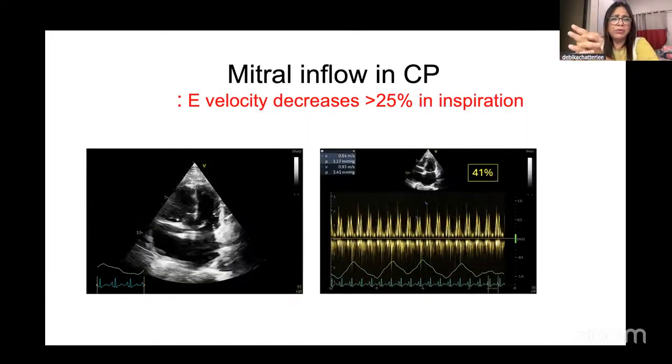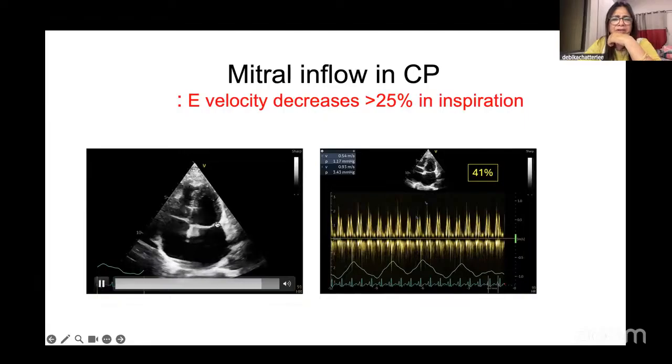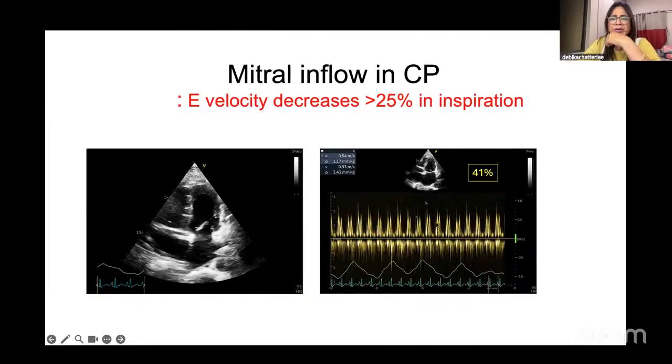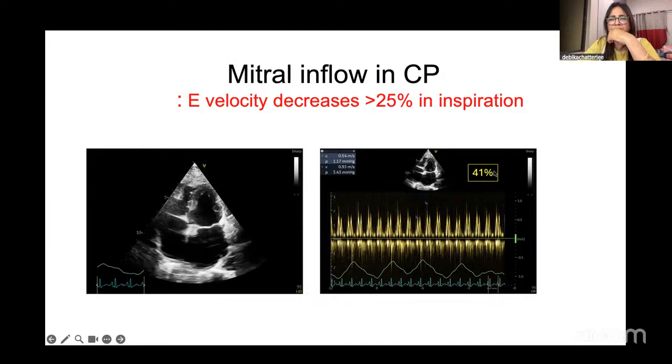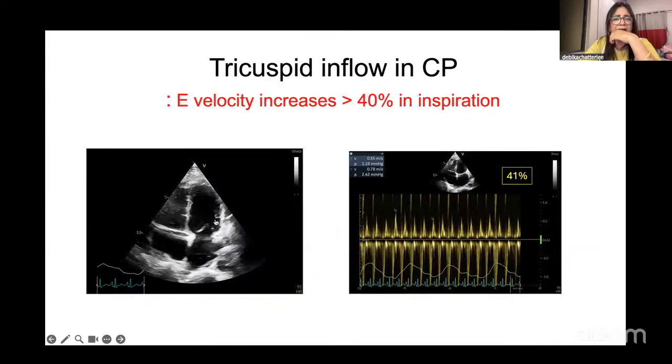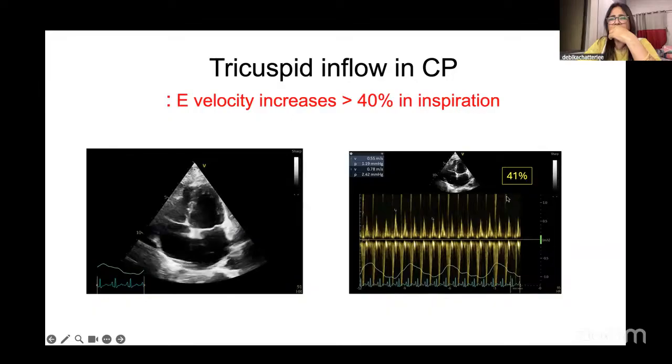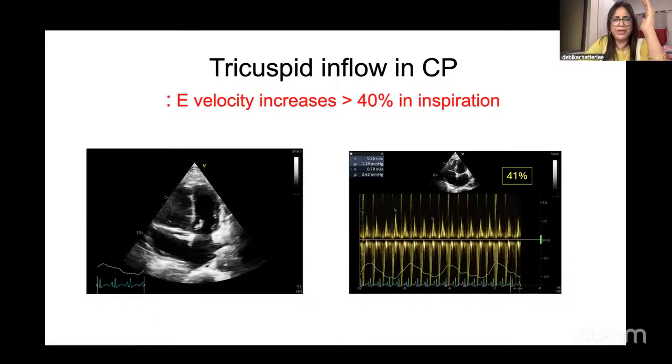And when we look at the Doppler finding, the mitral valve flow, see, the variation from inspiration to expiration is more than 25%. So in this particular case, it was 41%. So this phase is inspiration. See, it has come down, and in the expiration, it has gone up. So the variation is more than 25% across the mitral valve, and across the tricuspid valve, when we checked, the variation was 41%. So it is more than 40%. So these are the signs which are favoring constrictive pericarditis.